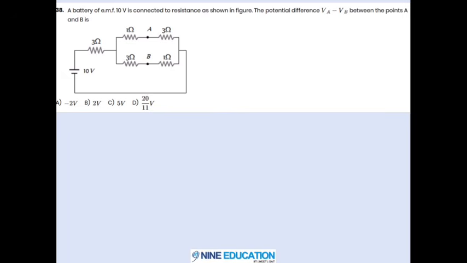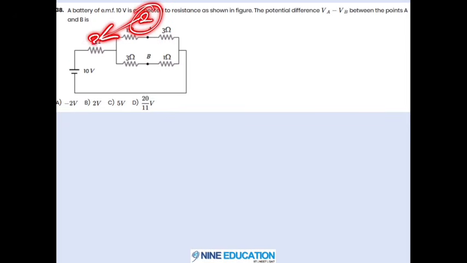Look at this. A battery of EMF 10 volt is connected to a resistance as shown. This is 3 ohm, 1 ohm, 3 ohm, 3 ohm, 1 ohm. The potential difference VA minus VB between the points A and B is asked. Okay. Now, first of all, let us quickly solve this. So 1 and 3 are in series, so total will be 4. 3 and 1 are in series, again total will be 4. 4 and 4 are in parallel, so 4 and 4 parallel is 2.